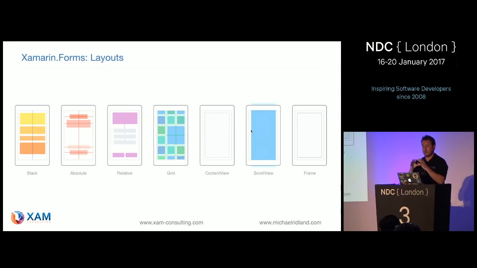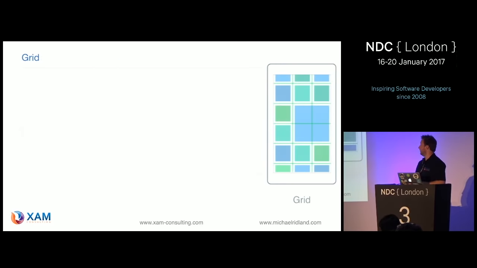Say somebody has a really tiny device and you still want to support them using the application, then you can have a scroll view and they can do some scrolling up and down. A frame is like a content view, but it adds some nice rounding to the view. So stack layout, grid's good, and the scroll view. Stay away from the relative.